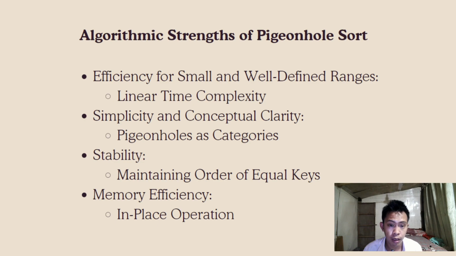Number 3 is stability, maintaining the order of equal keys. Pigeonhole sort is a stable sorting algorithm, and this means it preserves the relative order of elements with equal keys. Stability is particularly important in applications where maintaining the initial order of identical elements is necessary, such as when sorting records by a primary and secondary key.